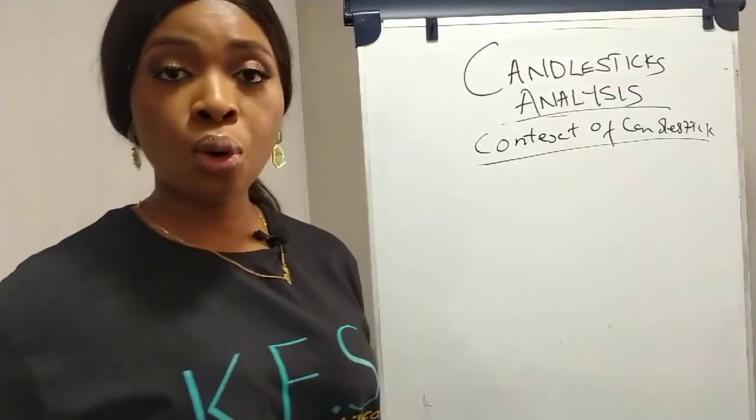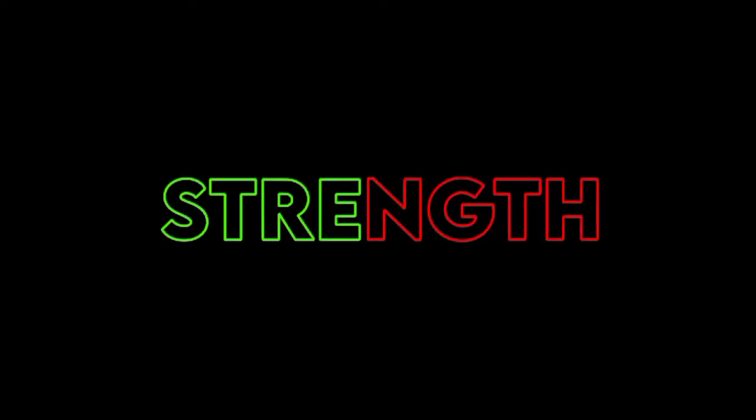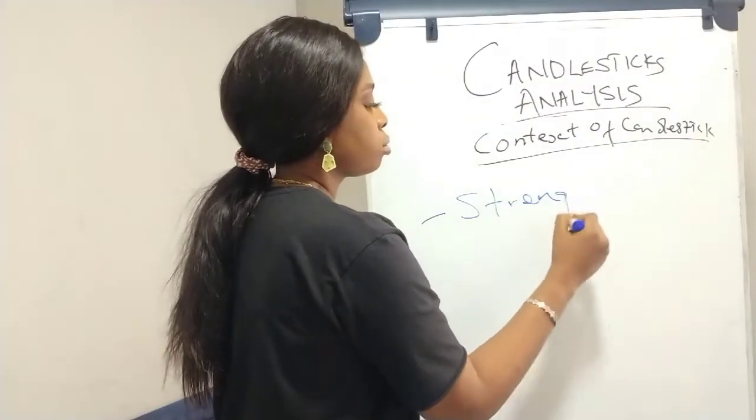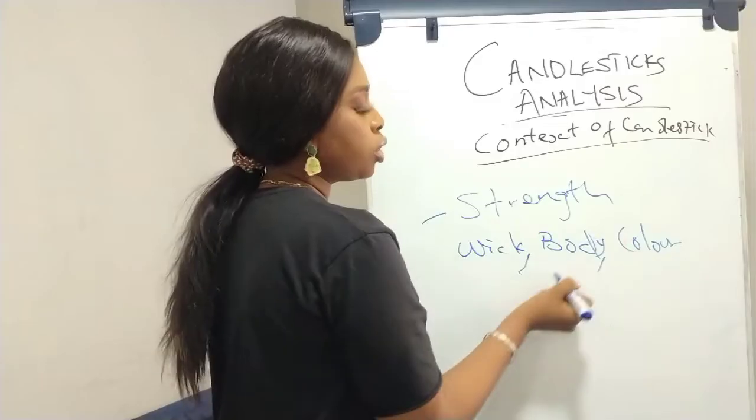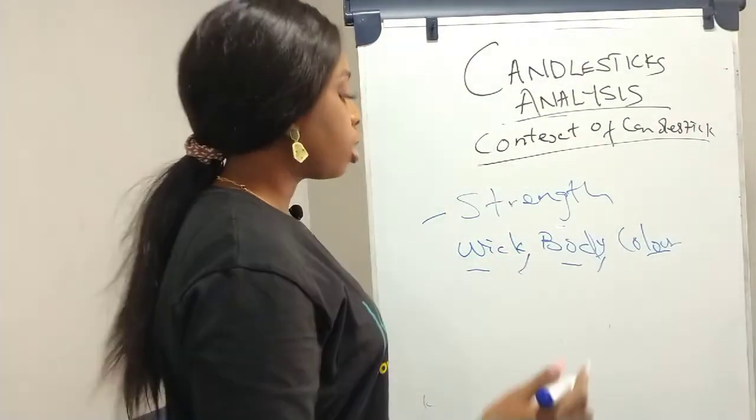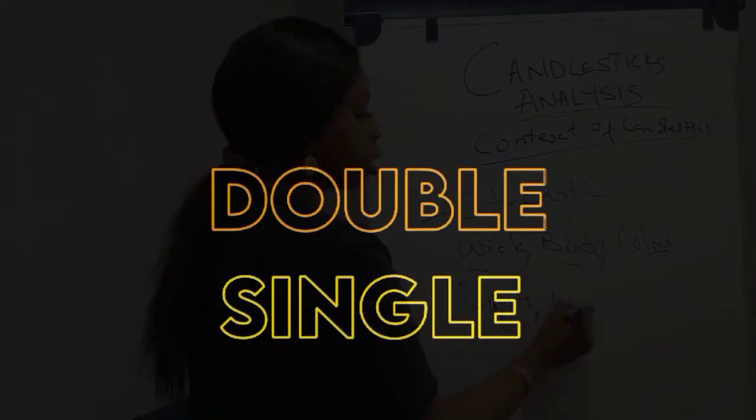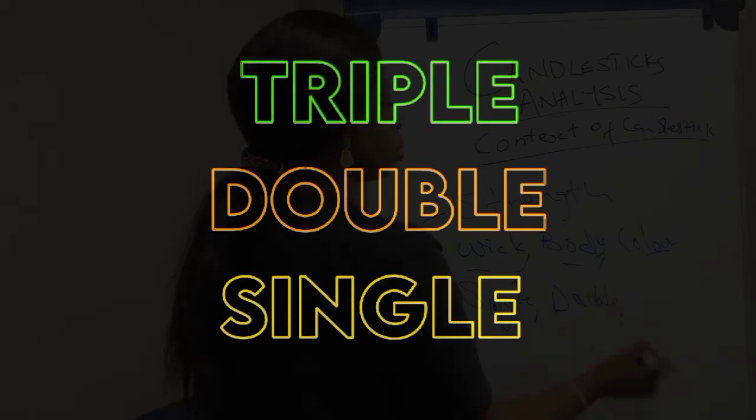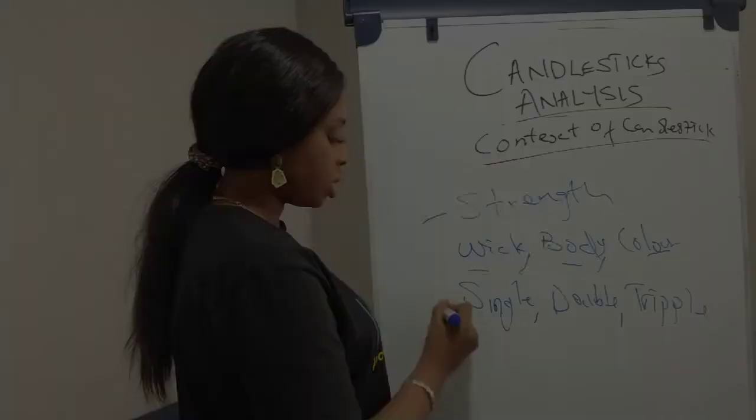Another context to go over with candlesticks is to check for the strength of the candlestick, because with some candlesticks you are looking at the wick, the body, or the color. Some are just the body and the color, some are only the wick, some only the body, because we have different candlestick patterns. We have single patterns, double patterns, and triple patterns. For the single patterns, for example, we have the doji candlestick.